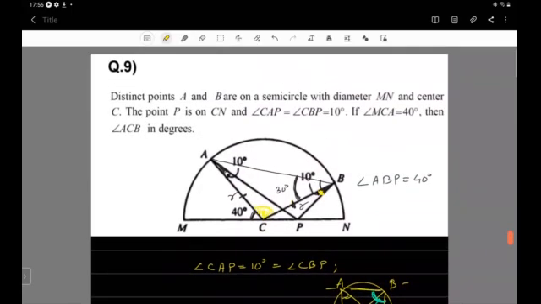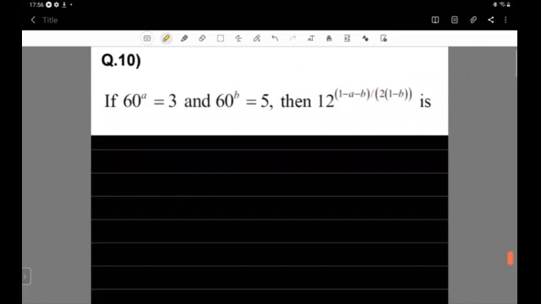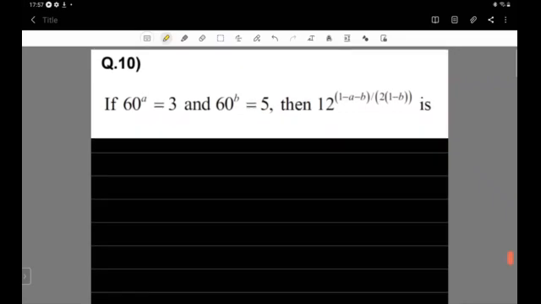You got it? Let's try and solve the last problem, in which we have 60 power A equals 3, 60 power B equals 5, and then we have to find the value of this. Once again, exponents, and once again, we must be feeling a bit vulnerable because powers and surds we're not very used to. We do not feel very comfortable.